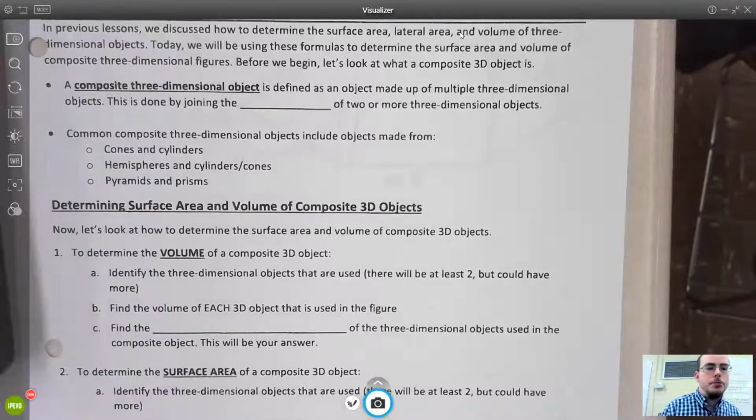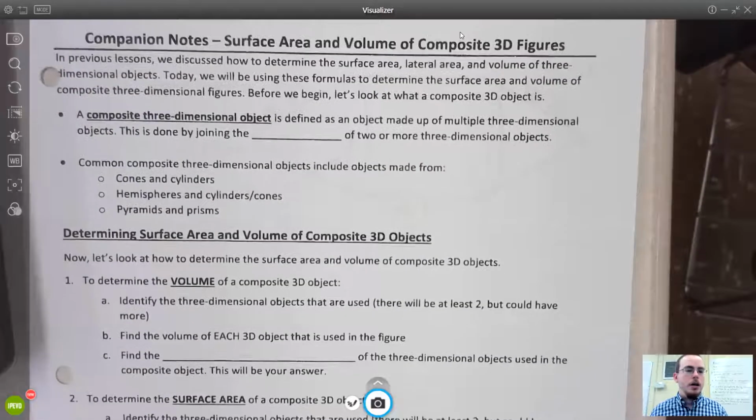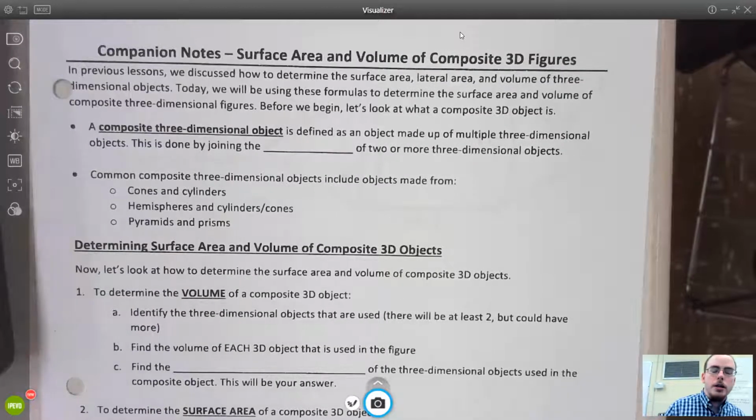Hello everyone, this is Mr. McMillan. I'm here with the instructional video on surface area and volume of composite 3D figures. And what we're going to look at today is all of these composite figures. And all a composite figure is, is an object made up of multiple three-dimensional objects.